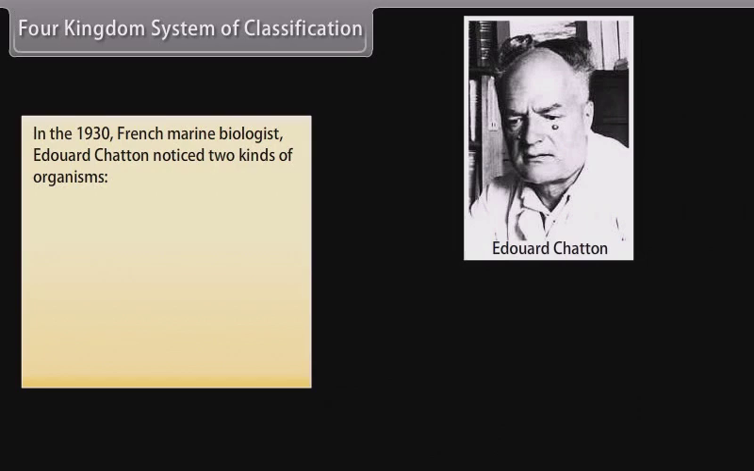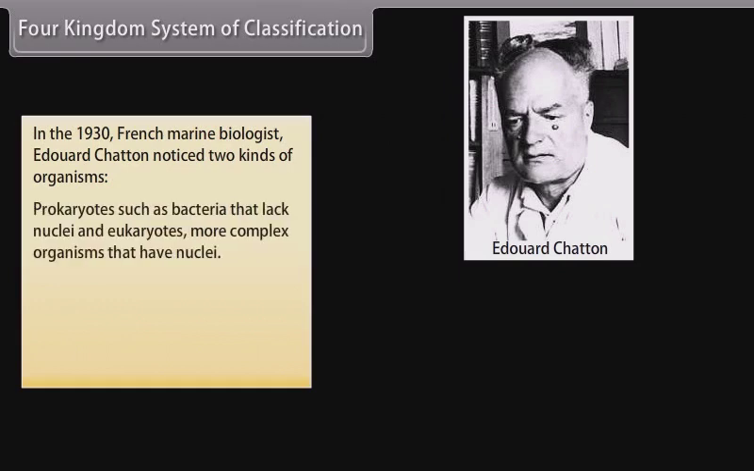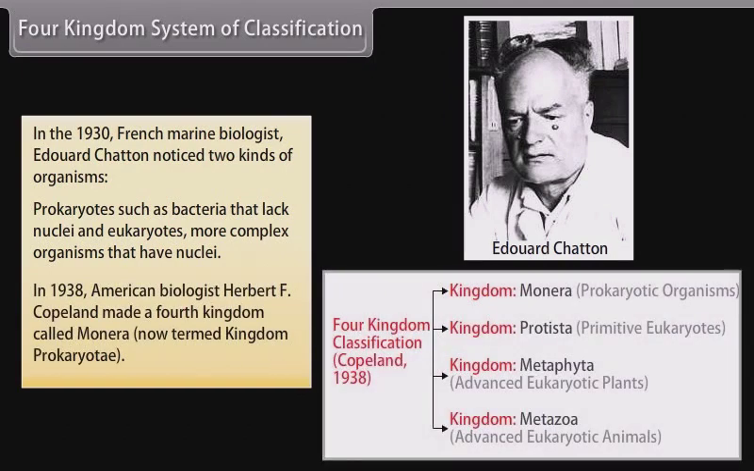Four Kingdom System of Classification. In the 1930s, French marine biologist Edouard Chatton noticed two kinds of organisms, prokaryotes such as bacteria that lack nuclei and eukaryotes, more complex organisms that have nuclei. In 1938, American biologist Herbert F. Copeland made a fourth kingdom called Monera, now termed Kingdom Prokaryote.